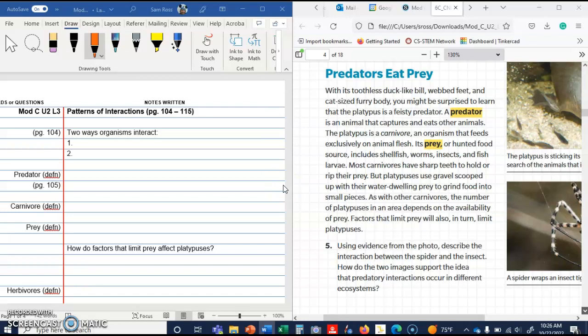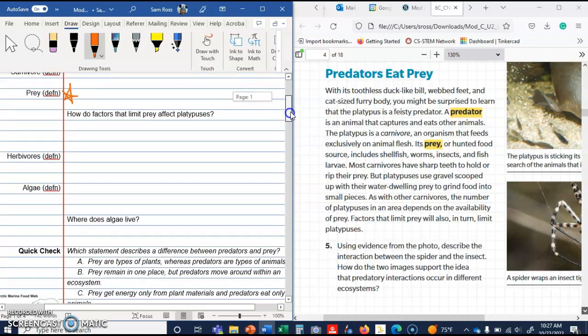And then the definition of prey. If you are following along on our notes, we've done this one and this one and this one. Prey is a hunted food source. A hunted food source is prey. Okay, so let's go ahead and scroll this down. How do factors that limit prey affect platypuses? Down here it says, as with other carnivores, the number of platypuses in an area depends on the availability of prey. Factors that limit prey will also in turn limit platypuses.